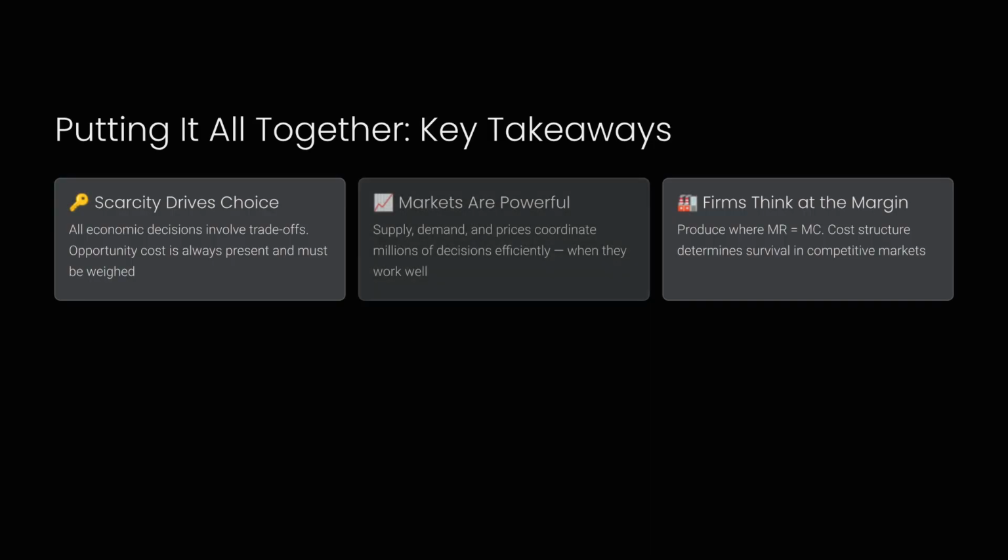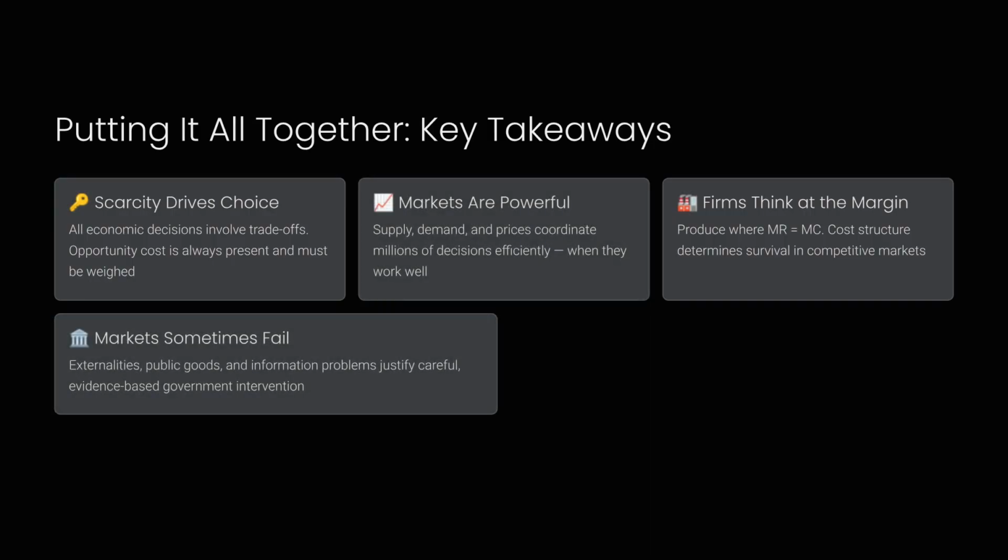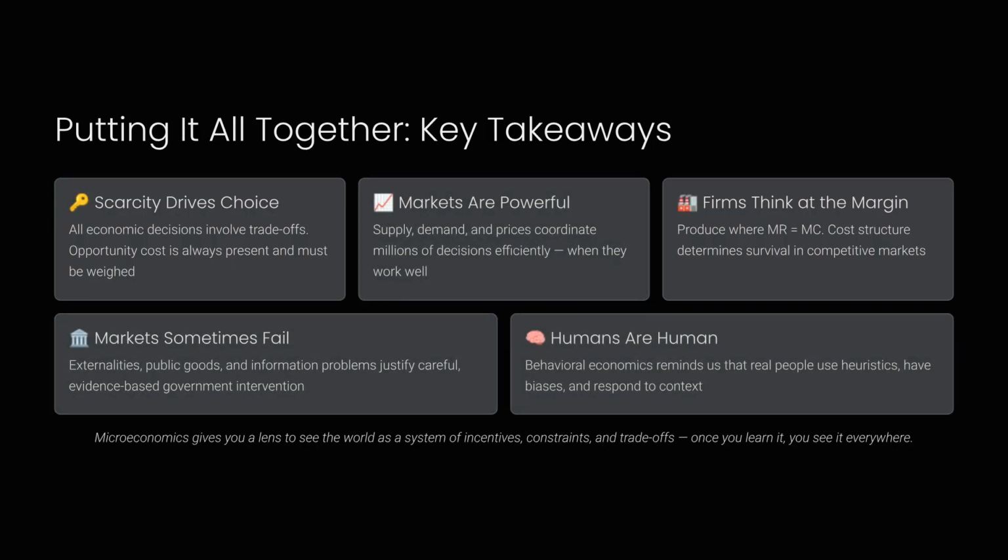In conclusion, microeconomics teaches us that scarcity drives choice and that firms think at the margin. Markets are powerful, but sometimes fail, and human behavior is inherently non-rational. This lens helps you see economic principles everywhere.